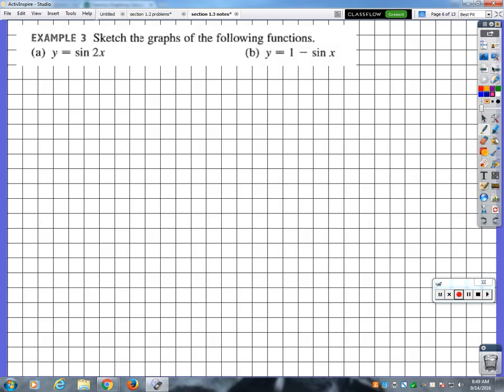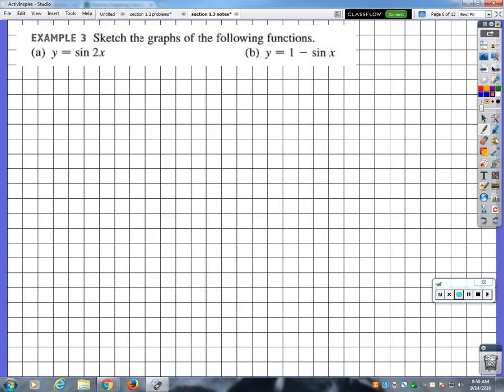Okay, these are a little bit trickier. Sine of 2x. Do you remember how to find the period of a sine function? Yeah, you go from one point to the next. Right, but from the equation itself, not from the graph. 2 pi over b. So this 2 right here is b.